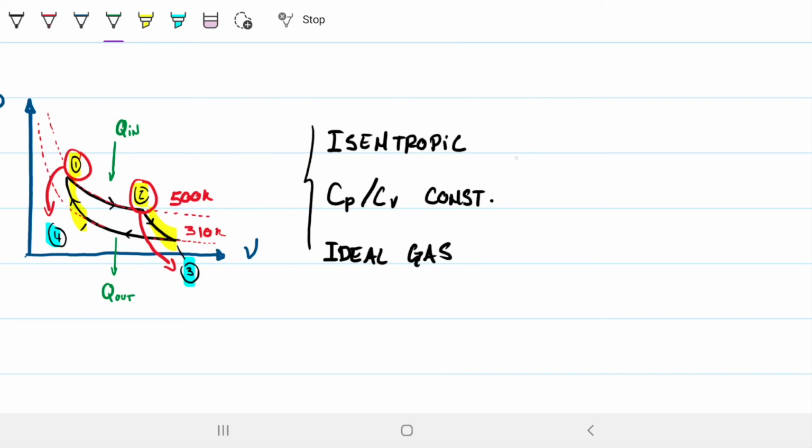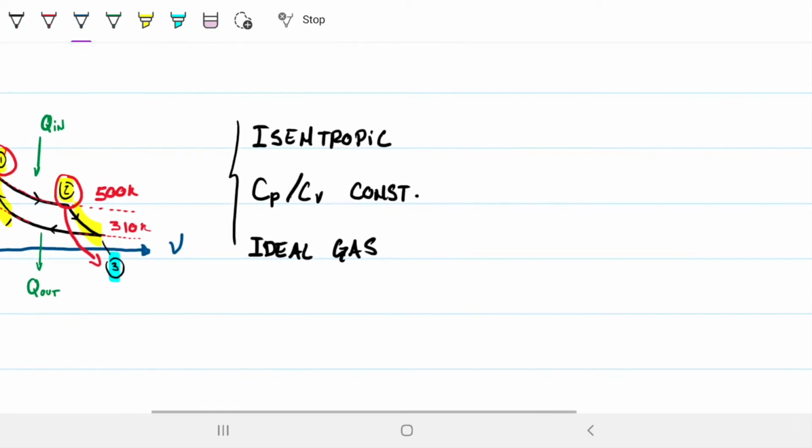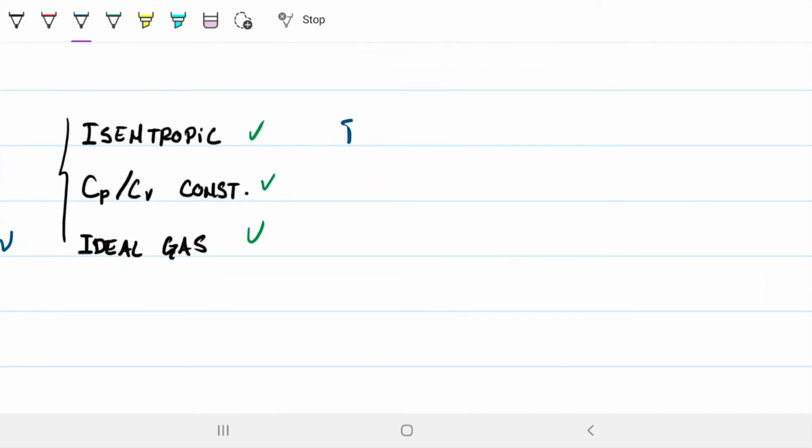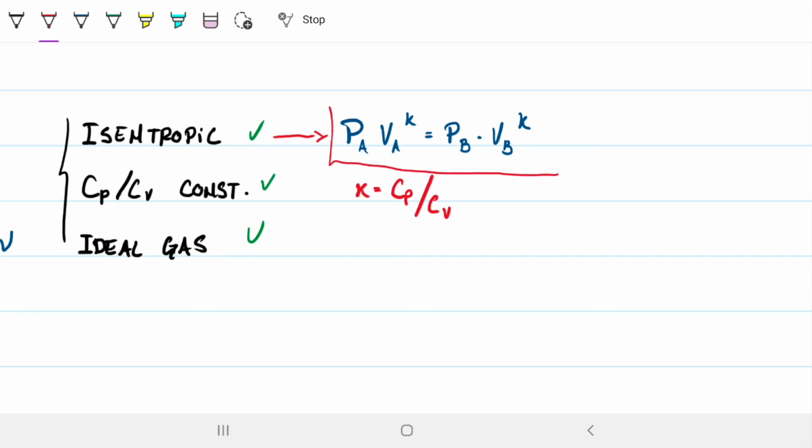Okay, and if we have these three things, then we know that there's a relationship between 2 and 3, or 4 and 1. Whenever we have these three boxes ticked, then the pressure of any state, let's put A, times the volume of the same state to the K equals the pressure of state B times the volume of state B to the K. What is K? If you recall, K is just a ratio between CP and CV. And this guy here means that this is going to be valid. Okay, so this relationship here exists.